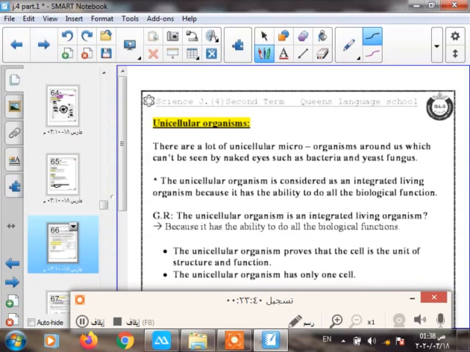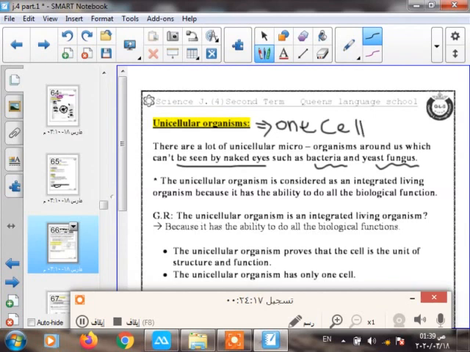Now we have unicellular living organisms. Do you remember the unicellular living organism? Yes. It has how many cells? Only one cell. They are very, very tiny living organisms. We can't see them by eye, like bacteria and yeast fungus. So again, what is the meaning of unicellular living organism? It has only one cell.